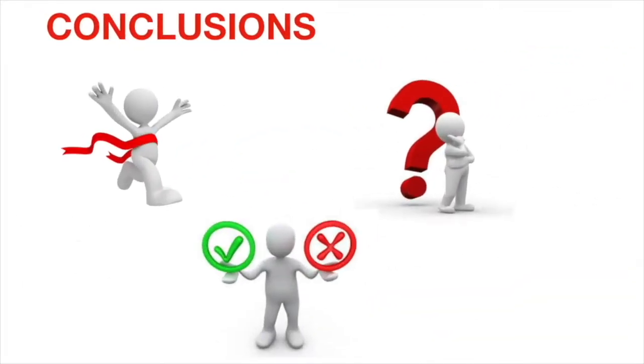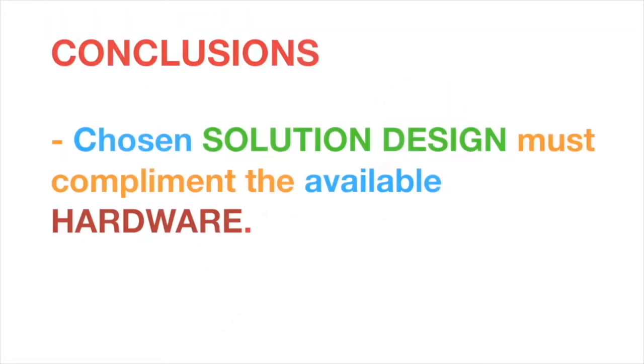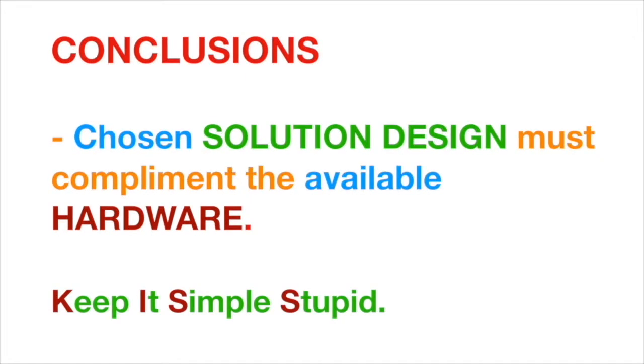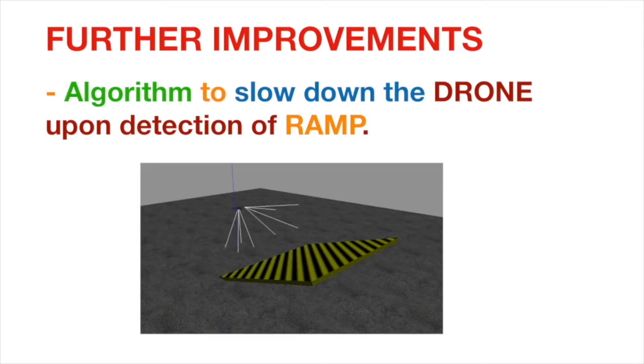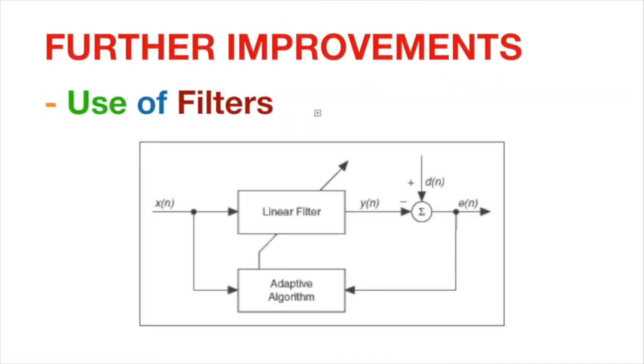In summary, it is possible to devise a precise and complex tracking algorithm in a simulation. However, when implemented in a real environment, a simple and robust solution designed with available hardware in mind can prove to be superior. For example, a prototype for a ramp detection algorithm was envisaged to slow the drone, thus improving responsiveness to obstacle detection and minimizing overshoot. The use of filters was investigated to mitigate noise, but the associated loss in responsiveness was deemed too severe.